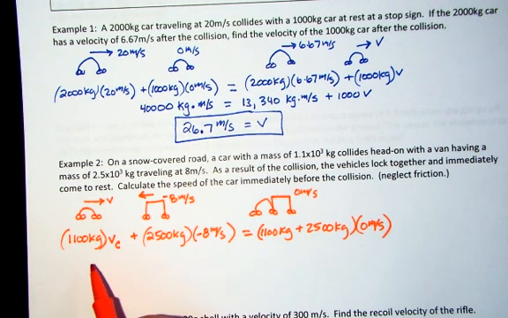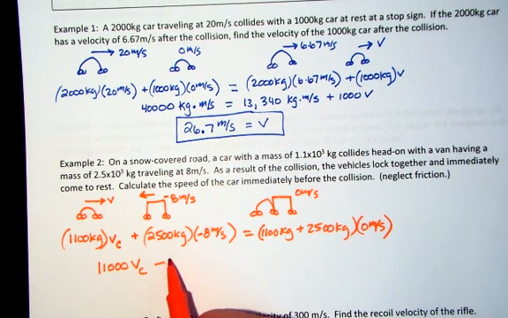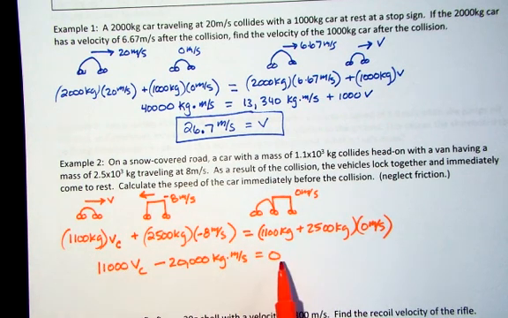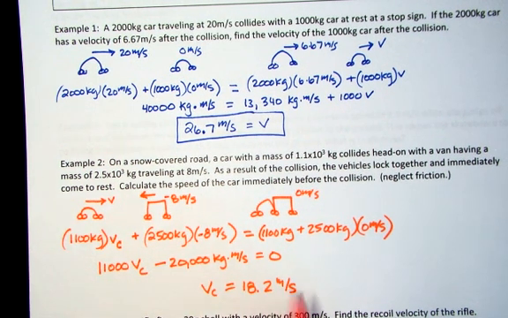So then we get 11,000 times the velocity of the car minus 20,000 kilograms times meters per second equals 0. We add to the other side, we divide, and that initial velocity of the car is going to be 18.2 meters per second.